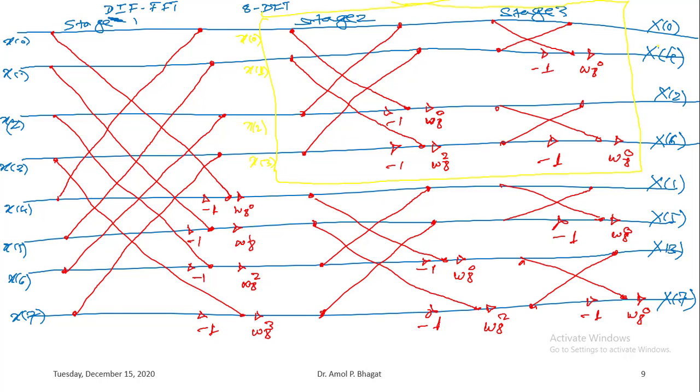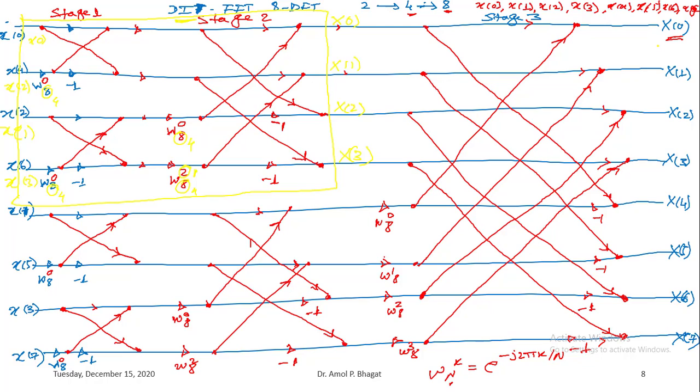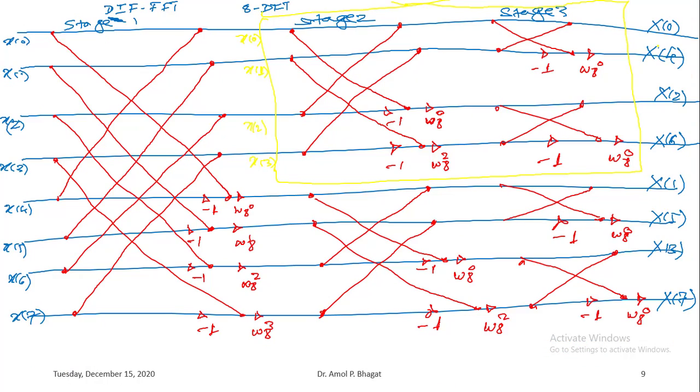Okay, so how will these outputs be? Output will be 0 2 1 3, right? So in case of 4-point DFT, outputs will be x of 0, x of 2, x of 1 and x of 3 in this form. Okay, see the difference is only in the Twiddle factor. So in place of W80, here W40 will be there, right? Here also it will be W40 and here it will be W41 and W40 will be there, right?